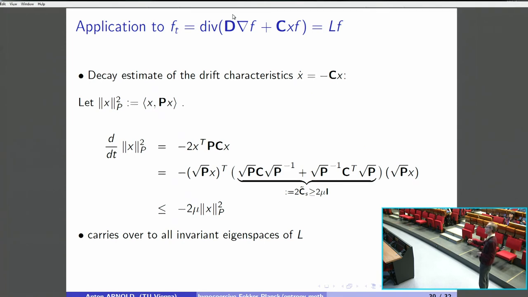I rewrite it in a crazy way because this term here is just the similarity transformation from my previous slide. And here it's transpose. So here I have the symmetric part, or twice the symmetric part, of the similarity transformed part. And the lemma from the previous slide just told us that the smallest eigenvalue here is the smallest real part from up there. So this part is bounded below by 2 mu. Well, if I use this, then I have this simple inequality for this P norm, which gives me exactly this decay rate, 2 mu, which is the sharp rate. But this is only an ODE story.